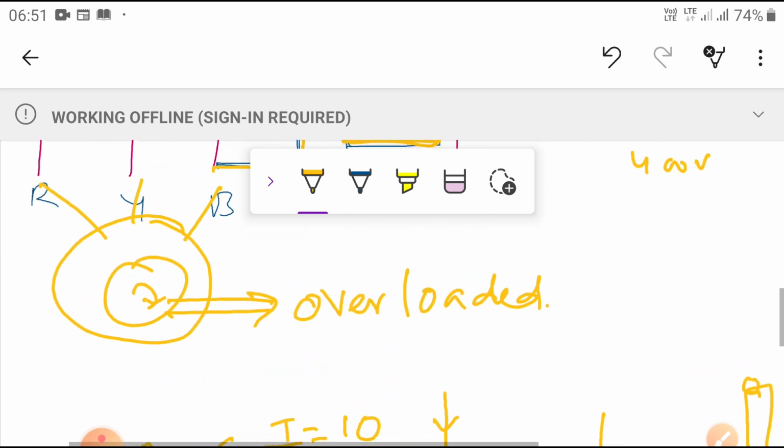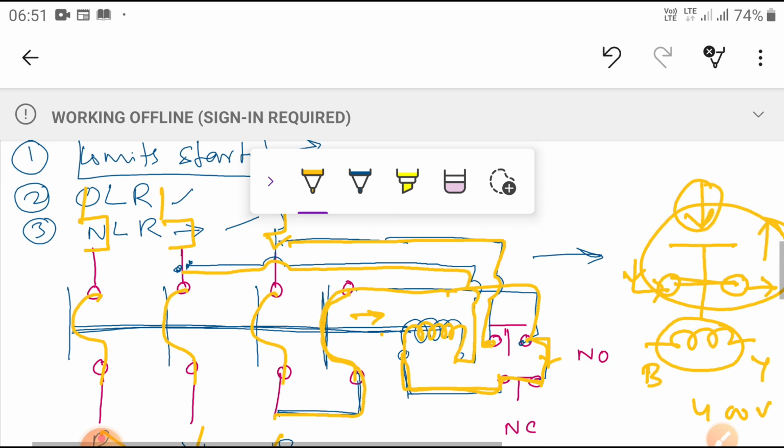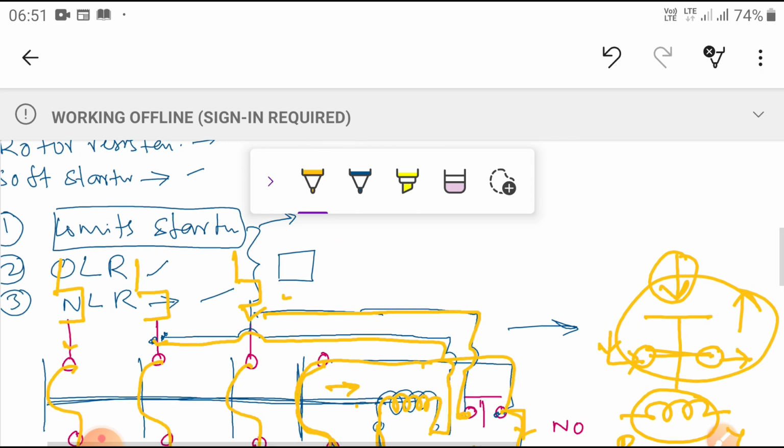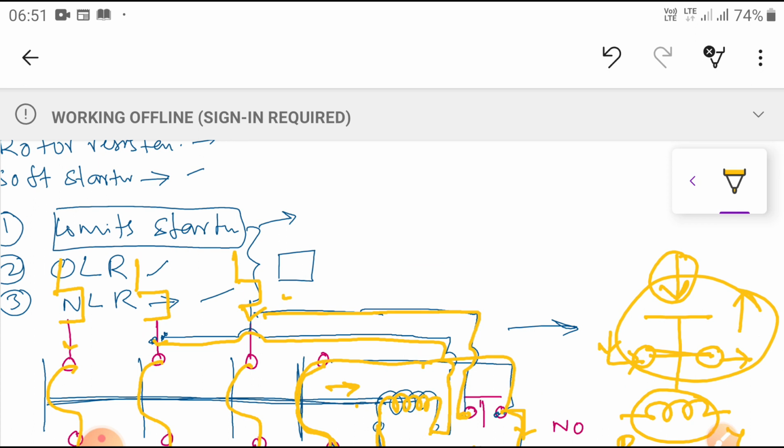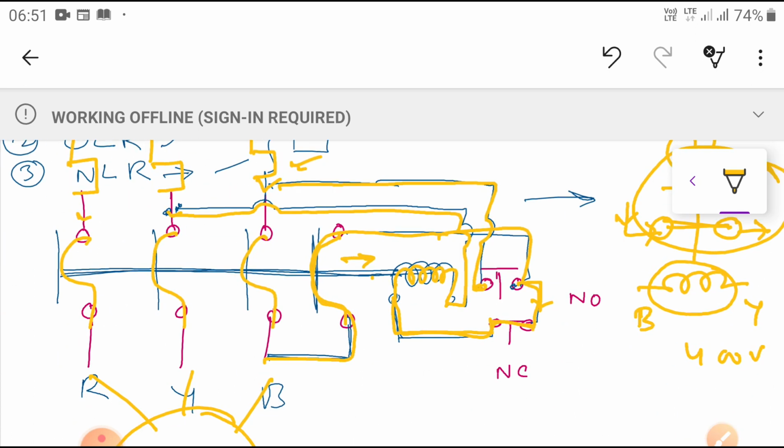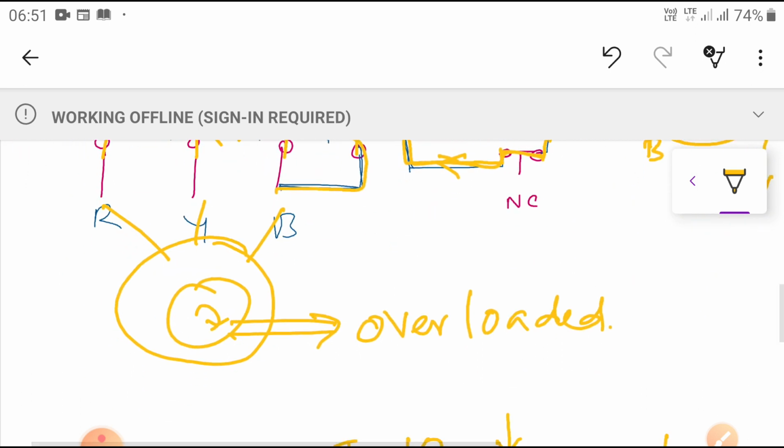Then automatically, what will happen? Whatever current comes here passes through the bimetallic strip only, this strip only. So this is opened. If it is opened, no current flows through the coil, then what will happen? No flux is developed. Due to the spring action, it opens and releases the contacts in this direction. Then all contacts are opened and the motor will stop. This takes place whenever the motor draws the overload current for a long duration.